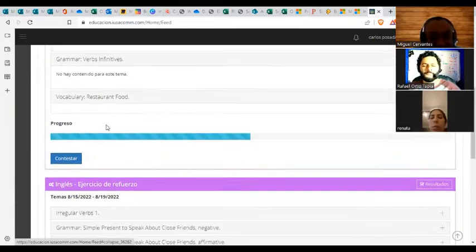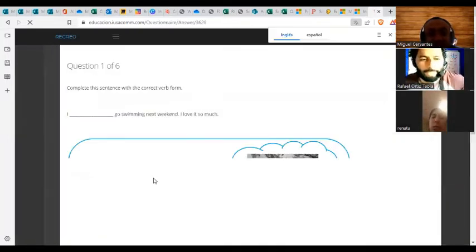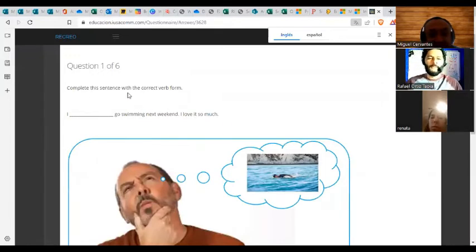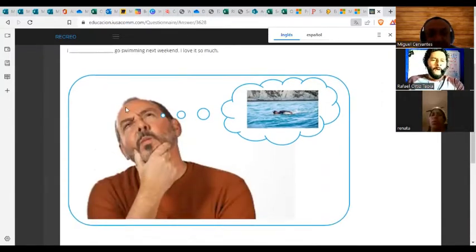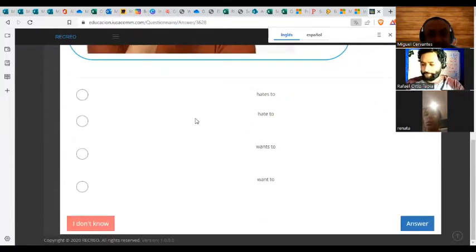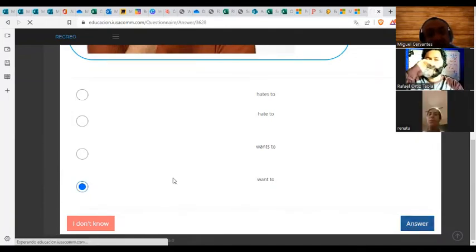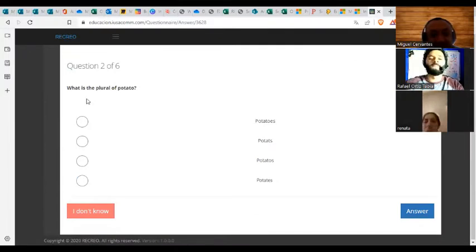Lo importante, Renata, es aquí, mira, contestar. Das clic en contestar y te van a aparecer las preguntas. Aquí lees la base de la pregunta, ¿ok? Y ves las opciones de respuesta, seleccionas la que es correcta y das clic en Answer. Y te va a cambiar la pregunta. Mira, aquí, ¿cuál es el plural de potato? Pues a lo mejor el profe Rafa te enseñó que potato es potatoes.